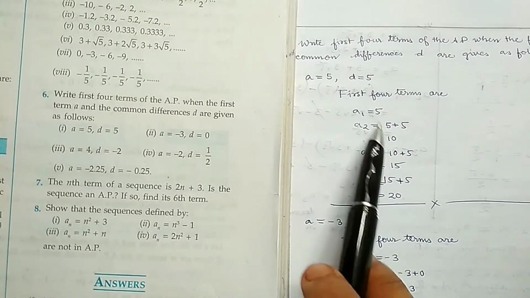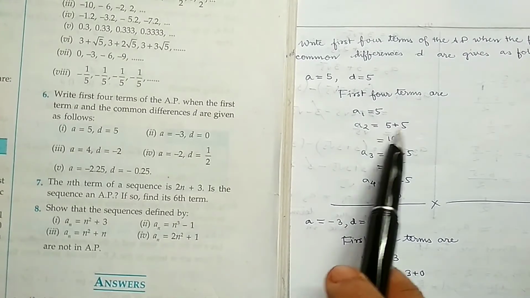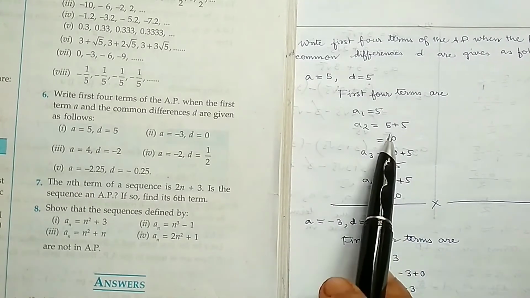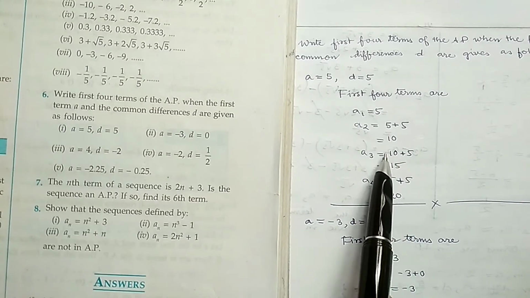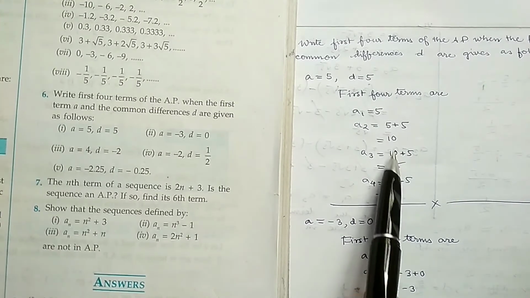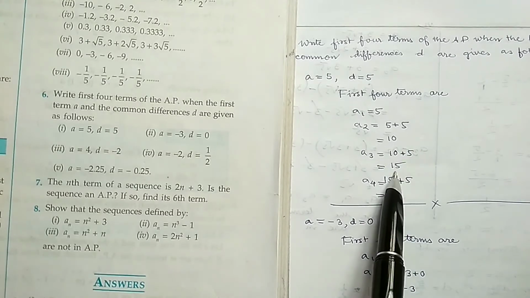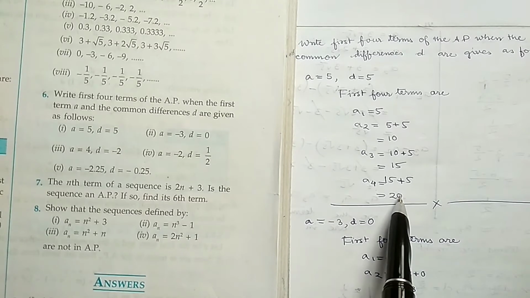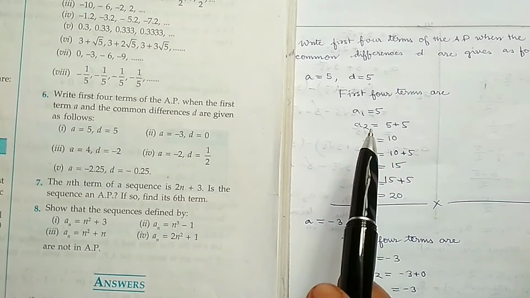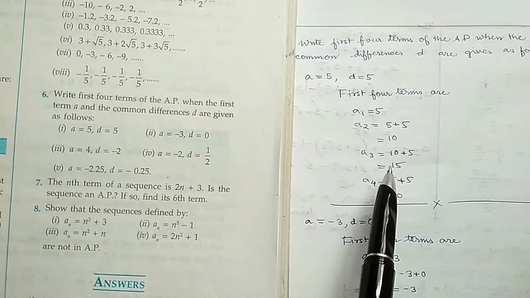A2 will be first term plus common difference. Common difference is 5. So 5 plus 5, 10. Third term will be second term plus common difference. Second term is 10. 10 plus common difference, that is 15. And fourth term will be third term plus common difference, 20. Therefore, first 4 terms are 5, 10, 15 and 20.